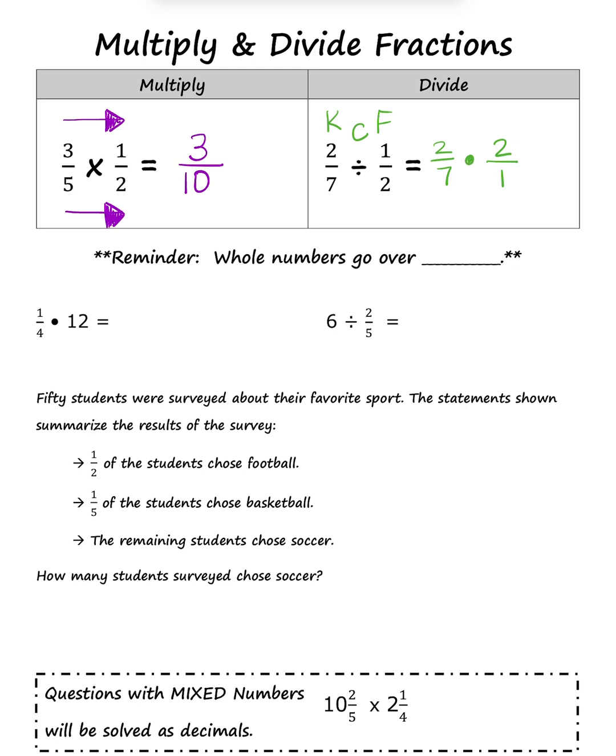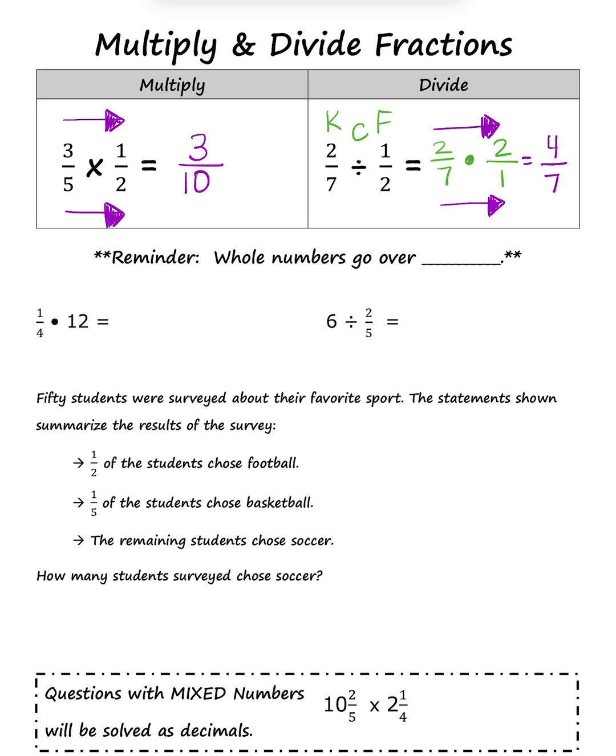We have our multiplication symbol in the middle, and our rule was top times top, bottom times bottom. So again, I'm going to multiply numerator times numerator. 2 times 2 is 4, and 7 times 1 is 7. And that is our dividing rules, okay?